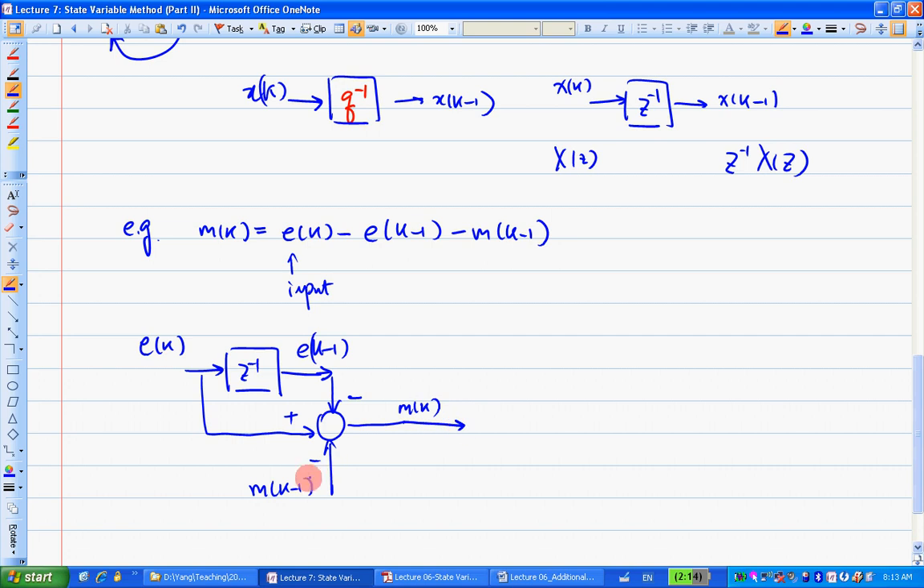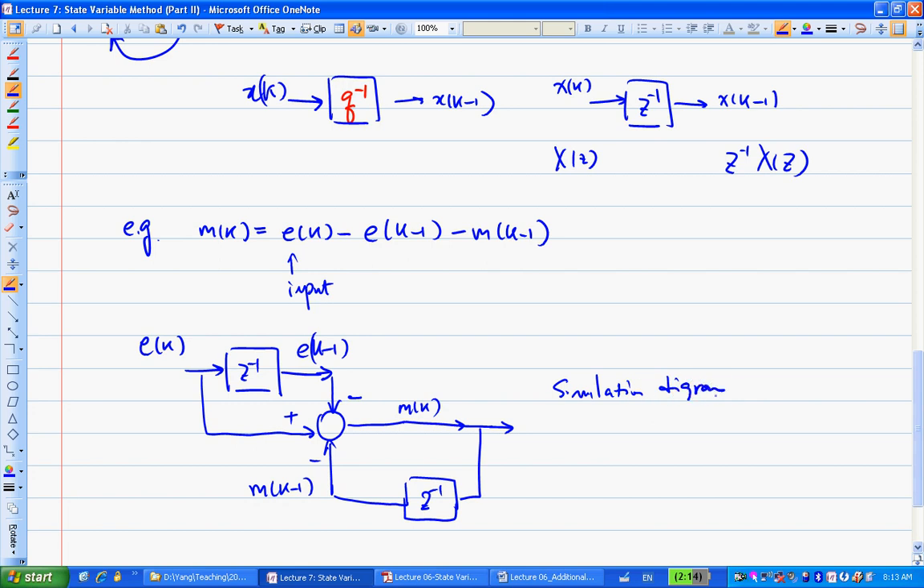And then you can see now, where's my m of k minus 1 from? It comes from one step of delay, based on m of k here. So overall, this is the output. This is the simulation diagram. Okay, this is a simulation diagram.